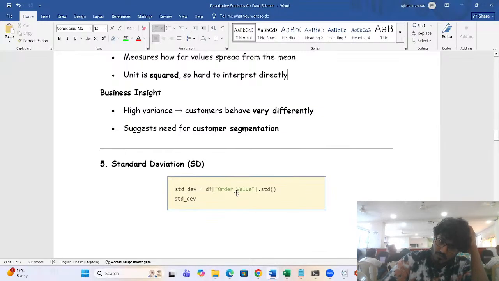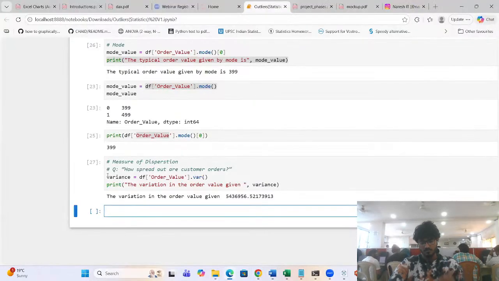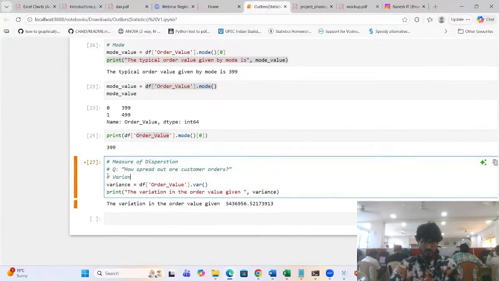So to overcome that, we go by calculating the standard deviation. How do you calculate the standard deviation? You have a function called STD. STD stands for standard deviation. In most programming languages, the function name is like this one, STD. Clear? So let's see. Here we addressed the problem by using the first technique, that is variance.